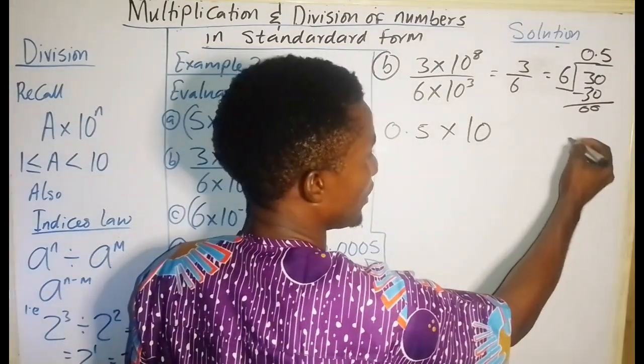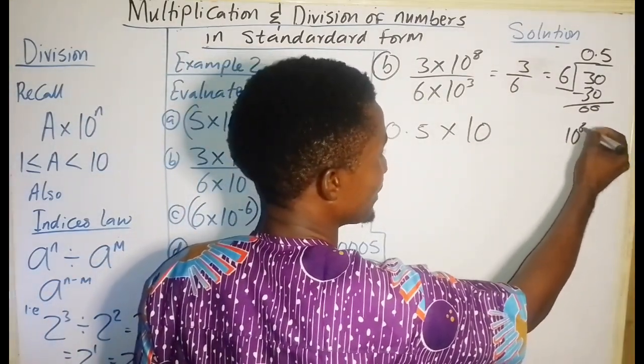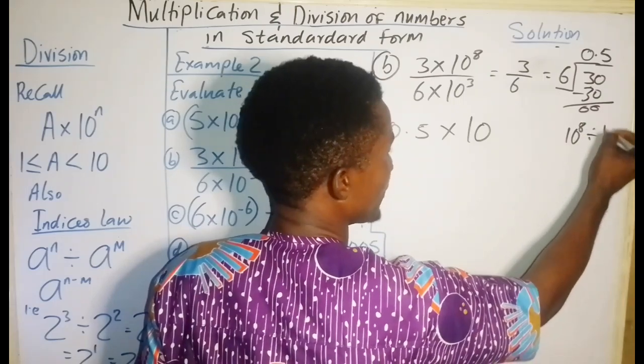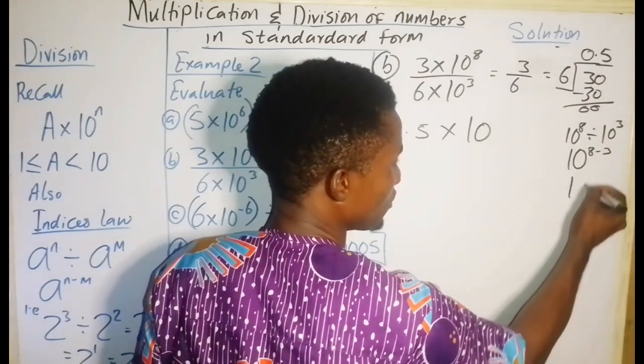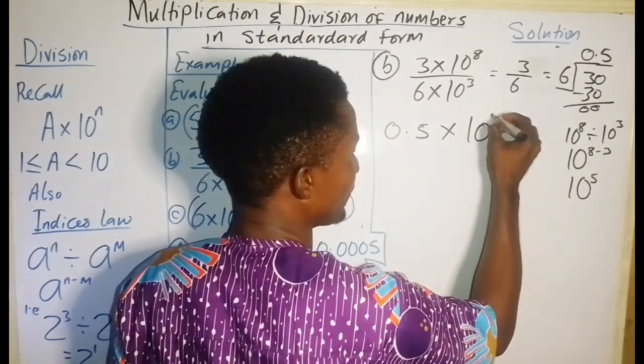So you have your base and the exponent, that's 10 raised power 8 divided by 10 raised power 3. So we have 10 raised power 8 minus 3. So this will be 10 raised power 5. We have 10 raised power 5.